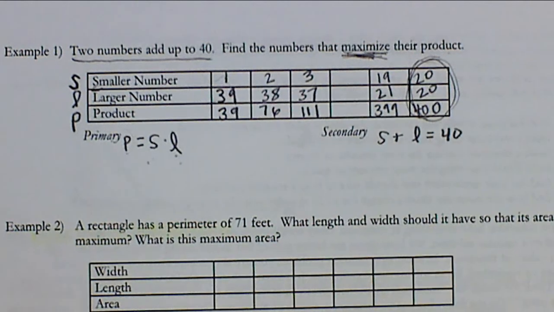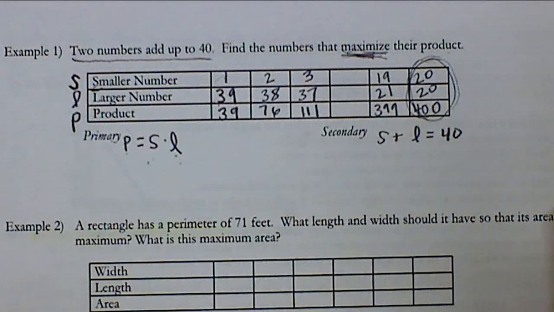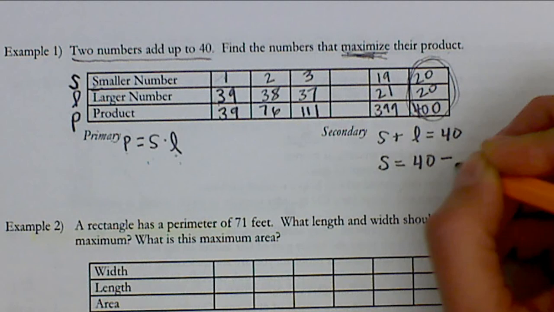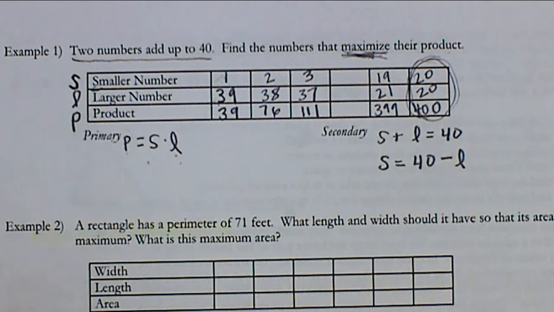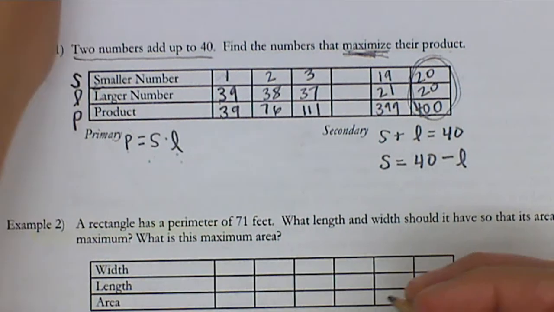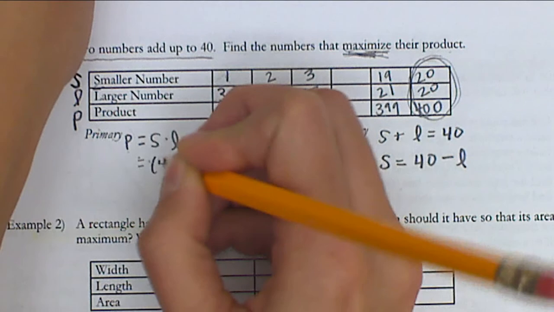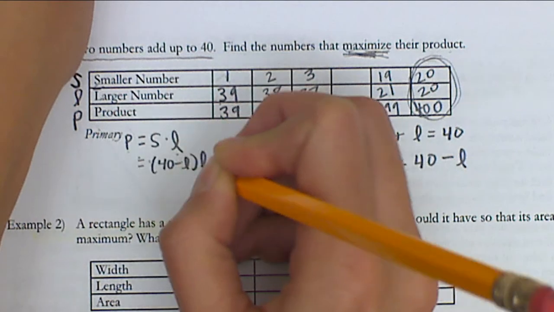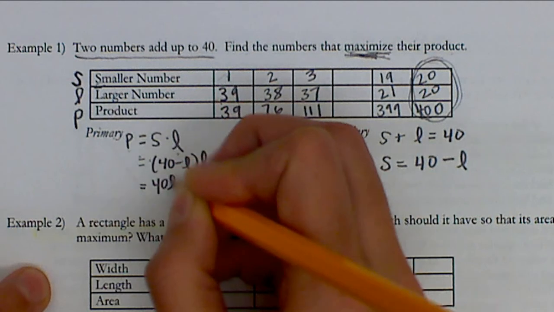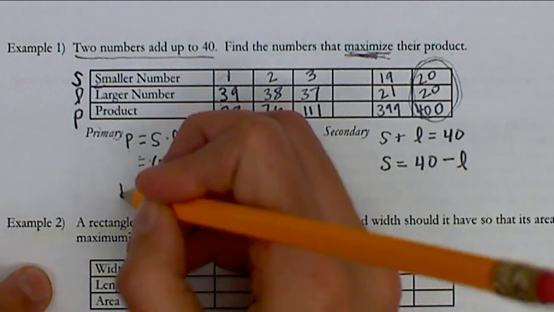Now I can use this secondary equation to narrow this down to one variable. I'll solve for S here. S equals 40 minus L. And I'll substitute it into my primary equation. So now I have P equals 40 minus L times L, equals 40L minus L squared. Okay, so I've simplified my P.